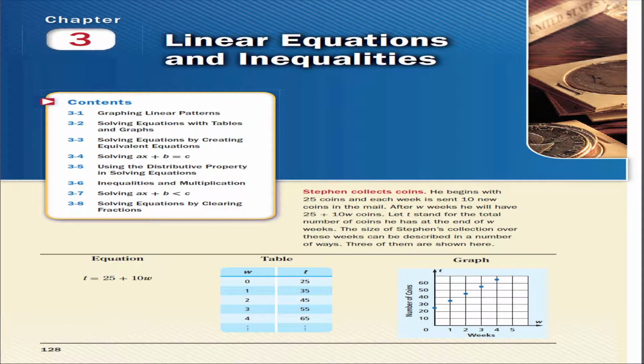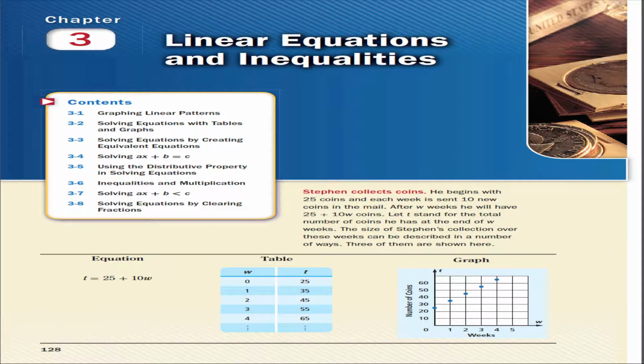The second form is the arithmetic form of presentation of data. And in that one we have a table where we have W, which is weeks, T, which is total number of coins. And as the weeks go by, he gets more and more coins, and we can see that in that tabular form.